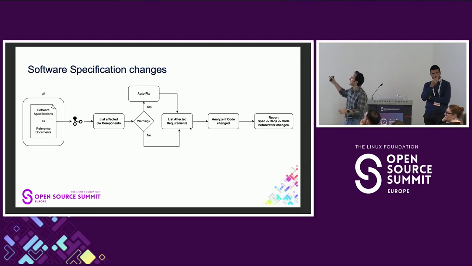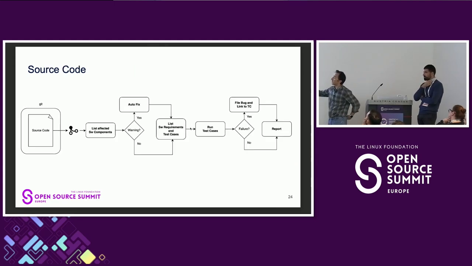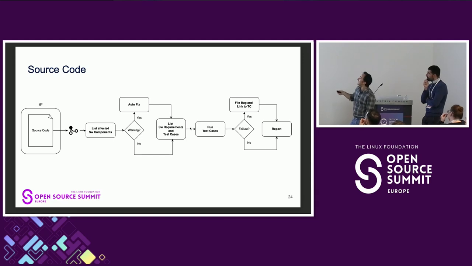And then an example is that you can create a report where you see your software specification that changed. You can see the requirements that have been affected, and you want to see the changes reflected in the source code. So you can create your own report to verify easily that the change to the specification has been reflected in the code, for example. Another example is when you have your source code in a Git repository. The same way, you can list software components in BASIL that have been affected by the changes, and then you can automatically fix the warnings as in the previous case. You can list requirements and test cases inside the software component. You can rerun your test case, wait for the test result, and if there is some problem, you can automatically file a bug and link it to BASIL. Usually bugs are tracked in another tool, but in BASIL you can take a reference to that tool and then create, for example, your own record.